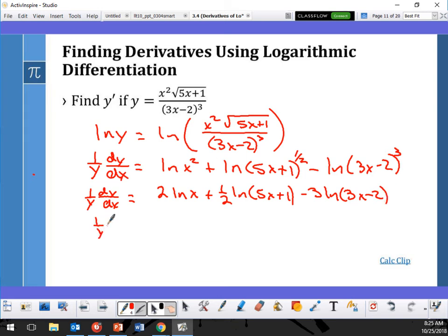Keep bringing this down. I'm probably not doing this correctly because my lines are not correct. All right, so now I do the derivative of this. 2 over x. And 1 over, no. What's the derivative of the inside? 5, right? So it'd be plus 5 over 2 times 1 over 5x plus 1.